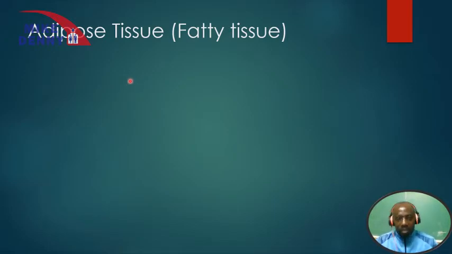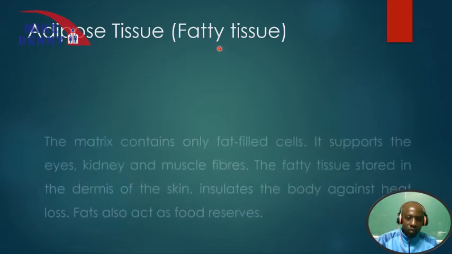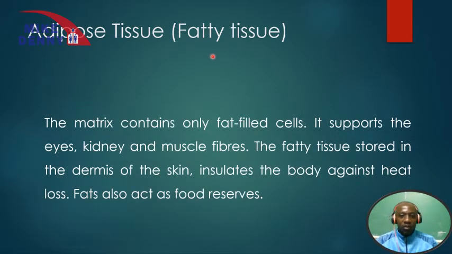the adipose tissue. This is one of the examples of the areolar tissue, the adipose tissue, of the loose connective tissue. This is one of the examples of the loose connective tissue. We call it the adipose tissue or the fatty tissue. What is this adipose tissue or fatty tissue? When you say fatty tissue, it means it's made up of fat cells.